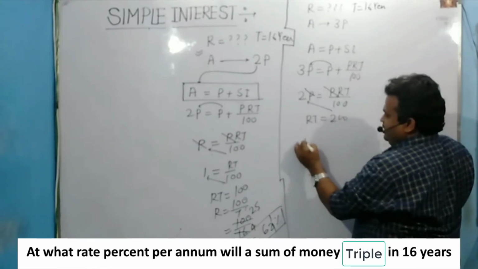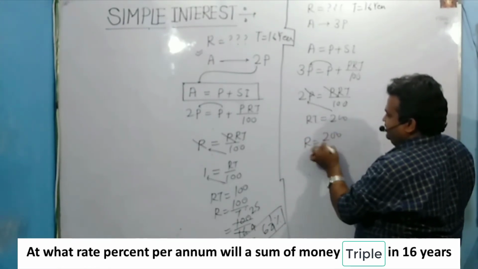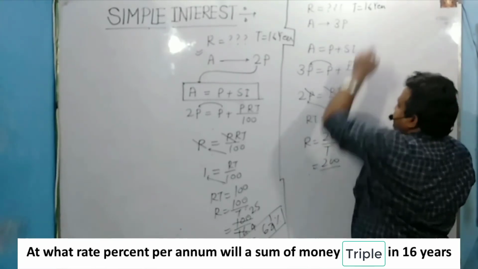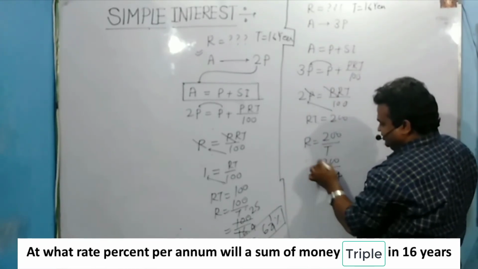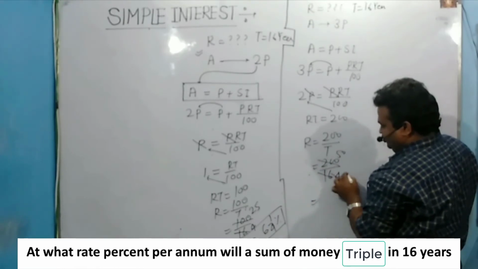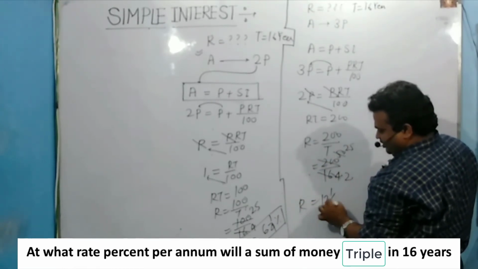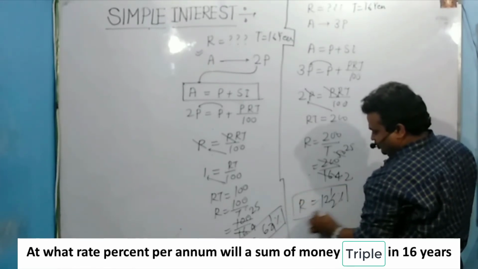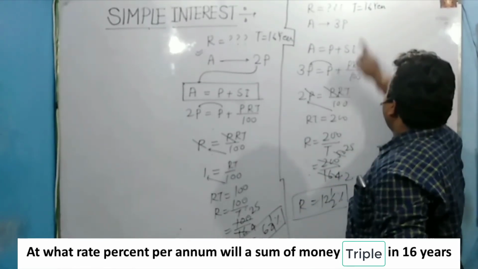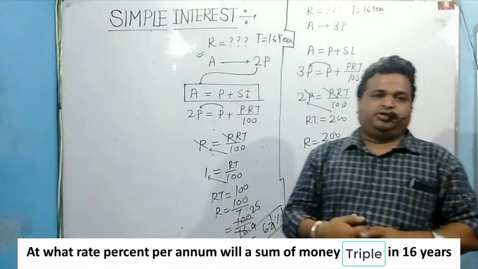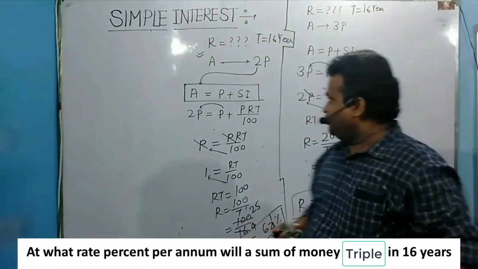R is equal to what? 200 divided by T value. So 200 by 16 years given to you. So 4 4 is 16, 4 5 is 20. So 25 by 2. So your R value is 12 1 by 2%. So at this percent rate, after 16 years, your accumulated amount gets tripled. So this is such kind of question.